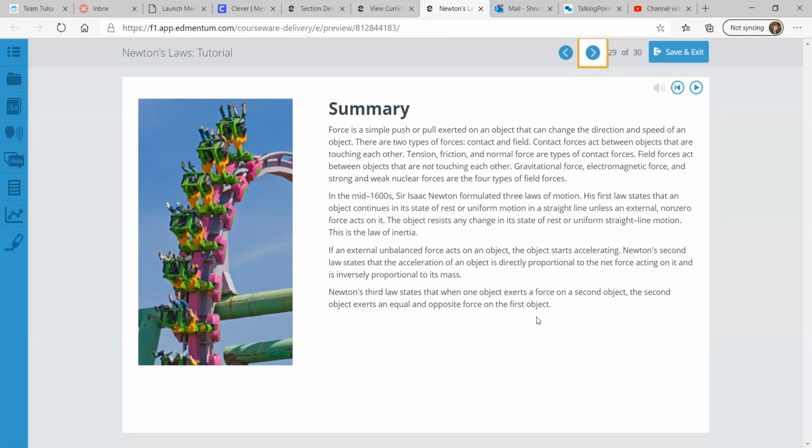So the first law means that the object doesn't want to change its state if it's at rest or if it's moving at constant speed. The first law is the law of inertia. The second law states that F equals ma. The net force equals mass times the acceleration of an object. And then the third law is for each action, there is an equal and opposite reaction.